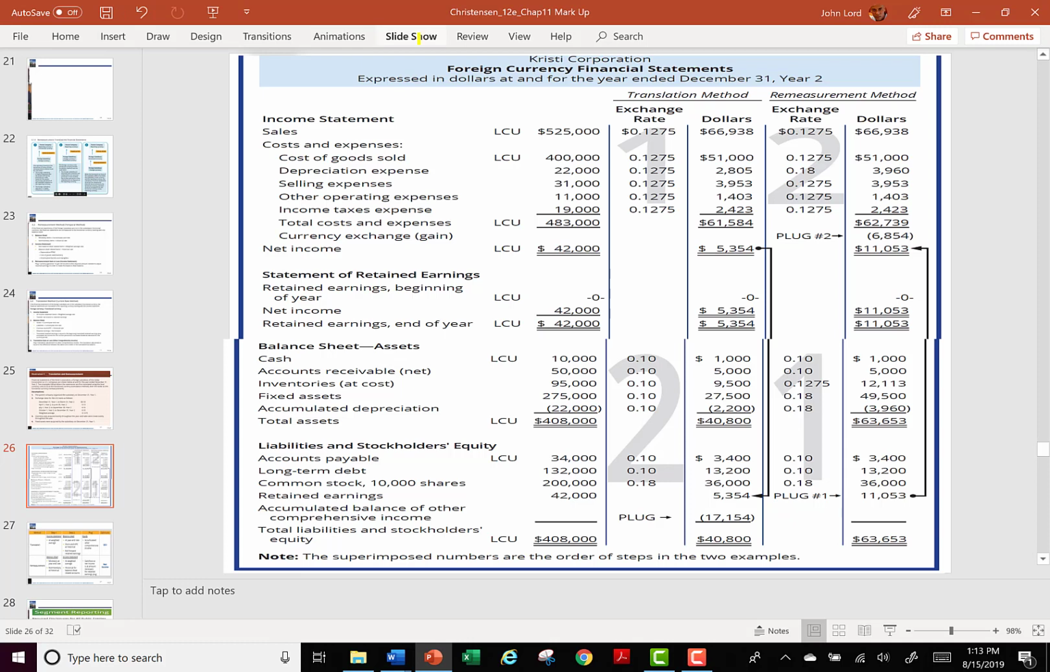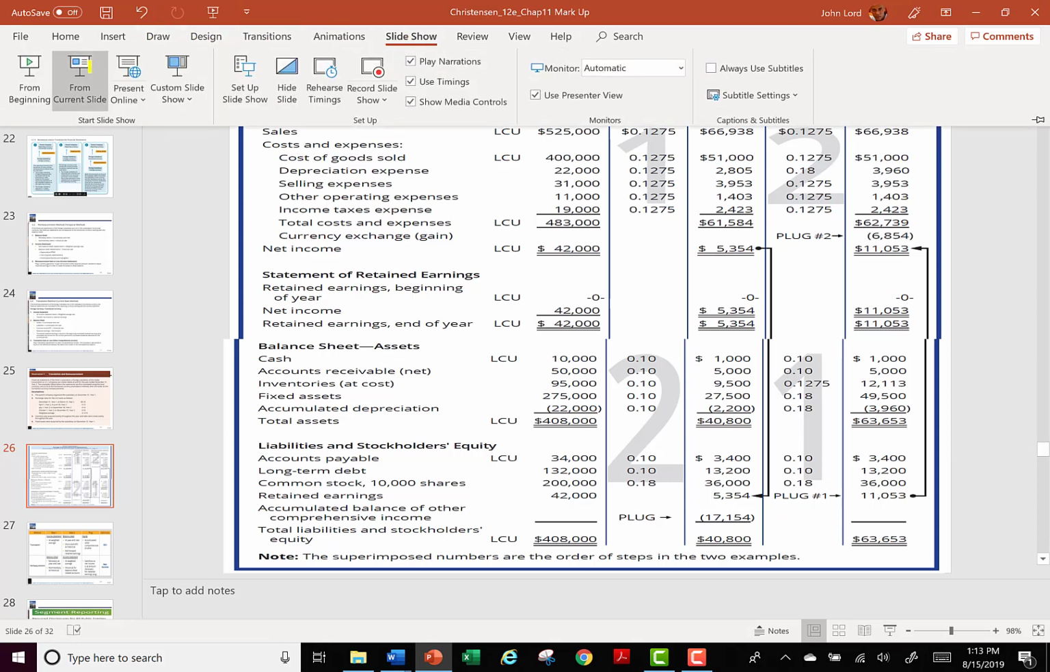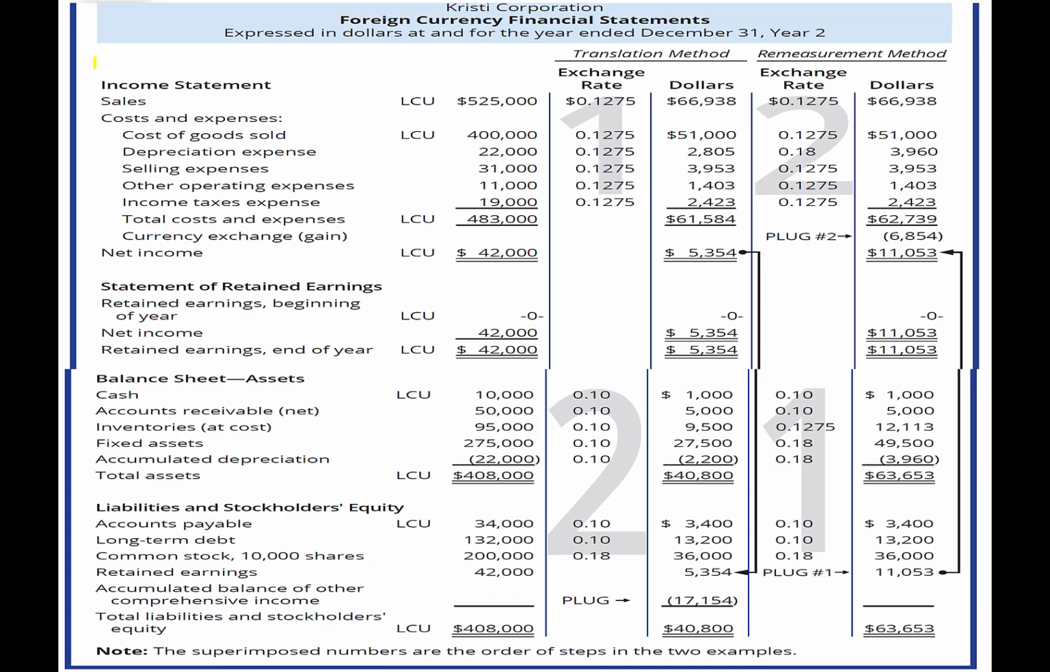Okay, guys, so let's go ahead and wrap this part of the discussion up now. Looking at what happens now under the translation method. Okay, so now we're going to focus on that method for translation method.